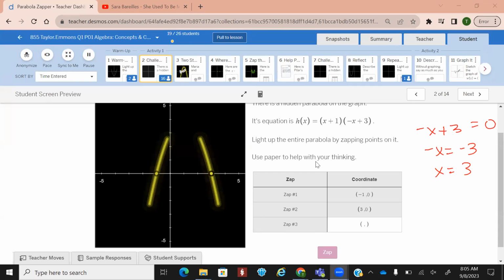Then how do I figure out what my y-intercept is? Because this isn't written in standard form, but what could I plug in? 0. Okay, cool. All right, so if I plug 0 in here, that would give me 0 plus 1 times 0 plus 3. So what's 0 plus 1? What's 0 plus 3? What's 1 times 3? 3. Okay, so that's going to have a y-intercept of 0, 3.